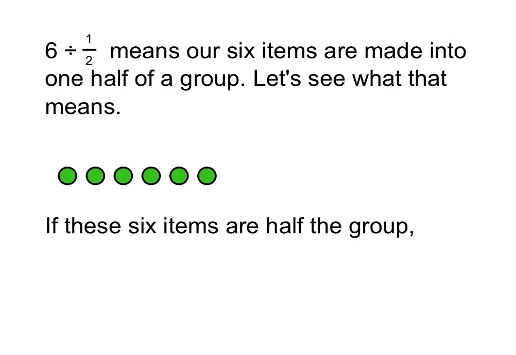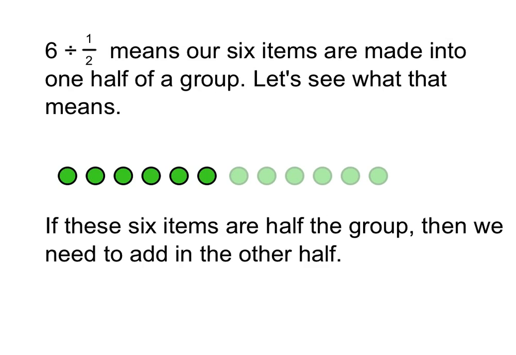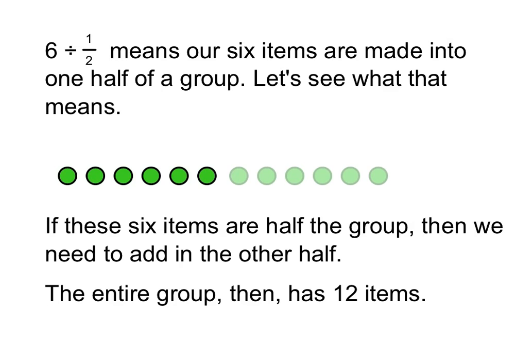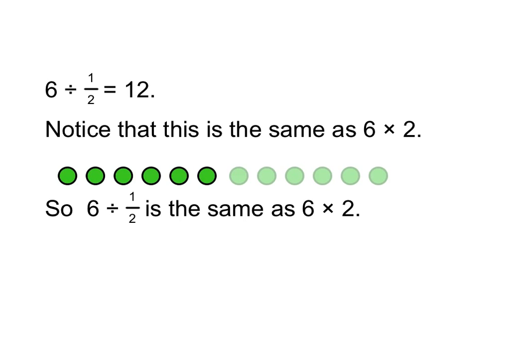These 6 items are half of the group. So we have to add the other half, which means our entire group has 12 items. So 6 divided by 1/2 equals 12. Notice this is the same as 6 times 2. 6 divided by 1/2 is the same as 6 times 2.